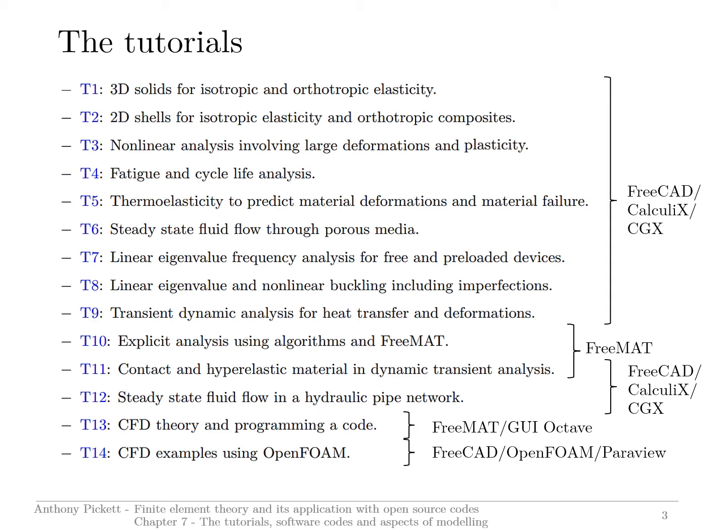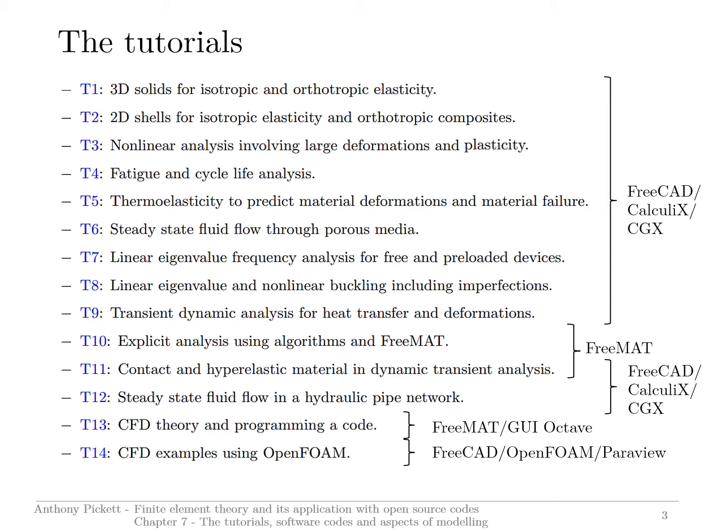Tutorials 11 and 12 again use FreeCAD and Calculix. One of these, for example, does a transient thermal analysis. You can't look at the results, for example, in FreeCAD. You can create the model. You have to use the editor to make a few changes, but then you have to use the Calculix post-processor CGX. I will explain in a moment how you download all of these software.